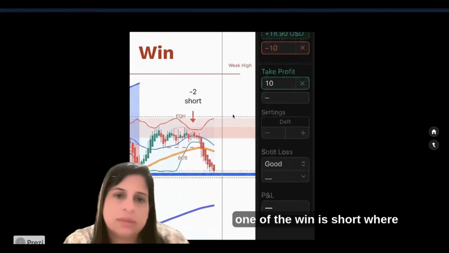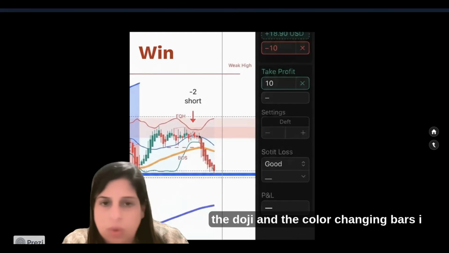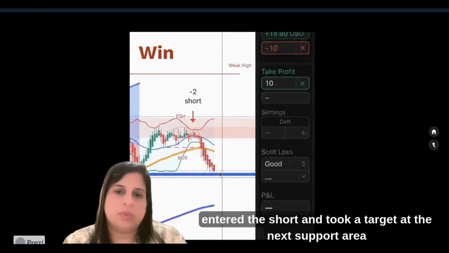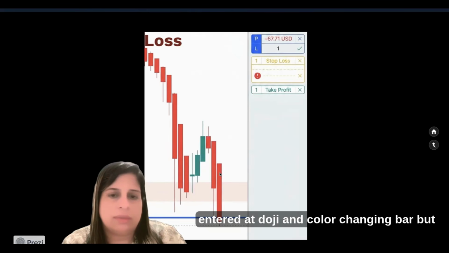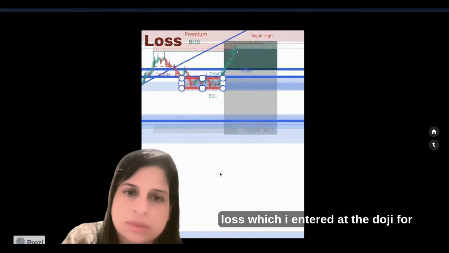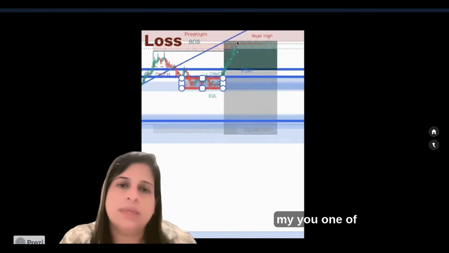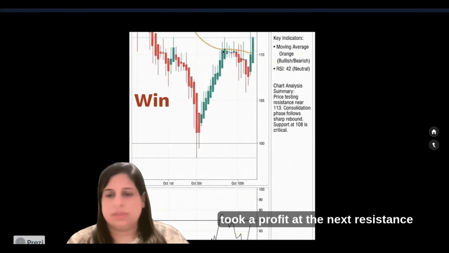One of the wins is a short, where I entered when I saw the dojis and the color changing bars. I entered the short and took a target at the next support area. The loss: I entered at a doji and color changing bar, but it took my stop loss. Another loss, which I entered at the doji for the short, but it took my stop loss and it went against my trading bias. One of the wins is I entered at the color changing bar and took a profit at the next resistance.